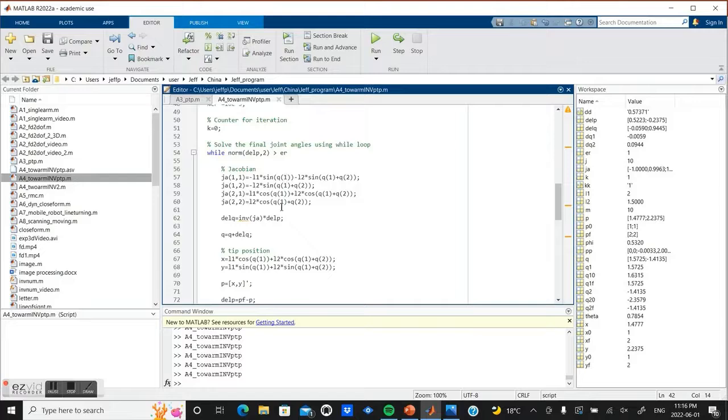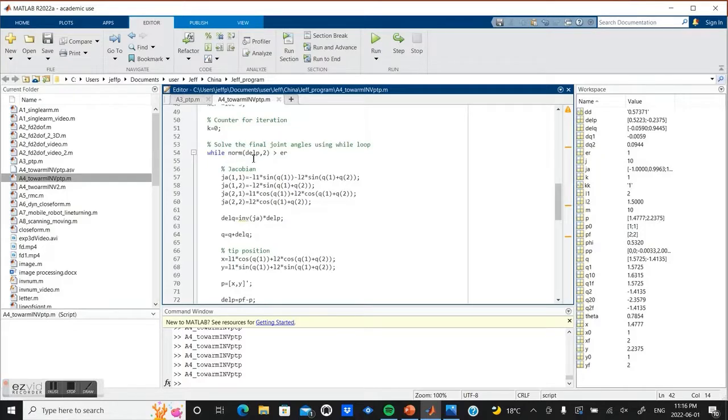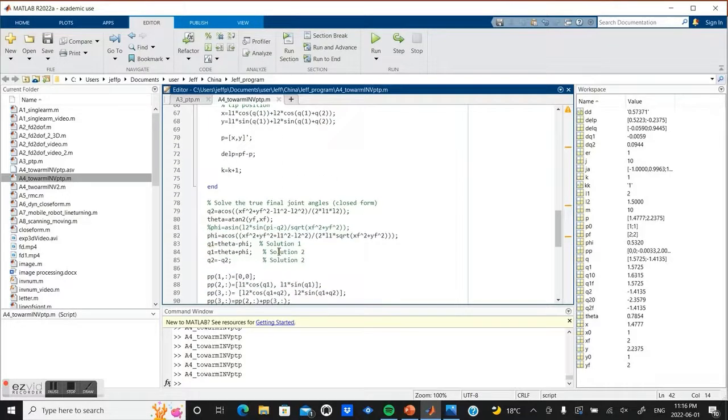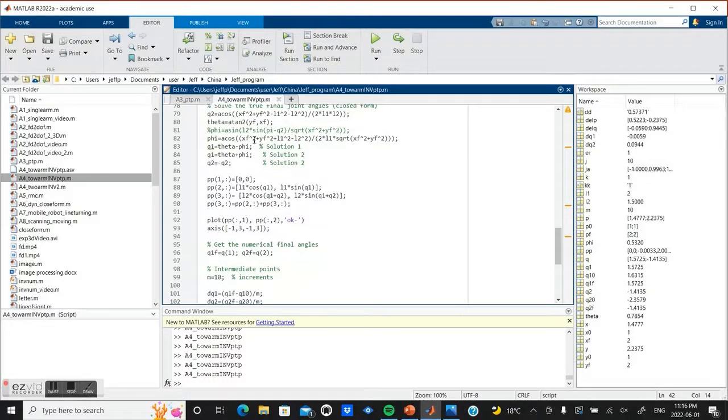So first you calculate the Jacobian, then you calculate the joint angle increment, and then update the joint angle. Then you put it into forward kinematics to calculate the tip position x or y, and compare the final one, this is p final, against the current one that you calculated. Then you update your counter, and the program goes back to here to see if the error is larger than the error bound you define. If it's larger, you go through this loop again. And here I use the closed form solution again to calculate the true final angle, just to check the accuracy. Okay, that's what I showed you last time.